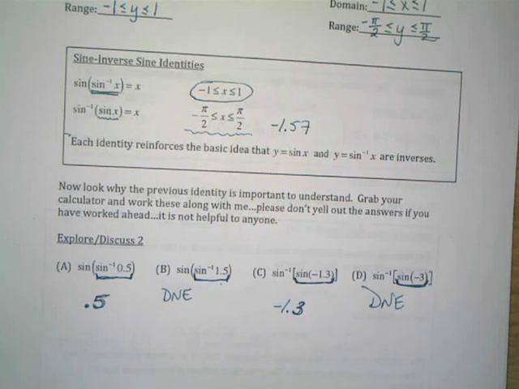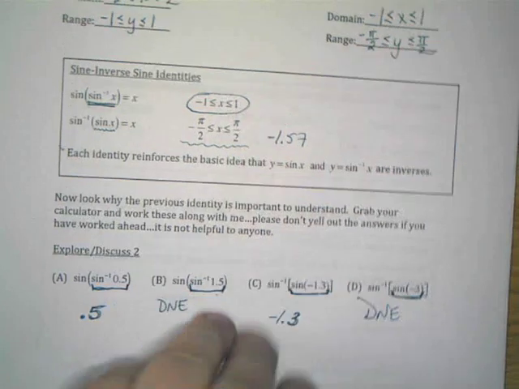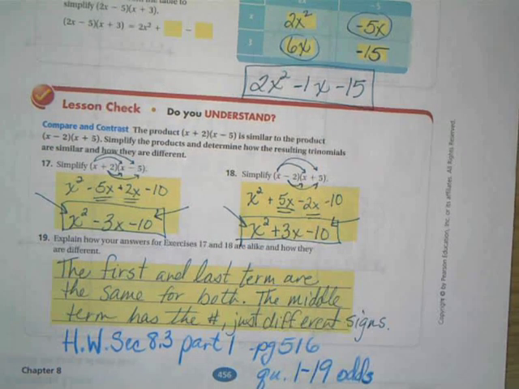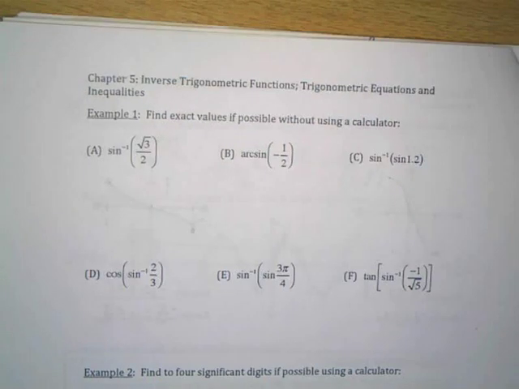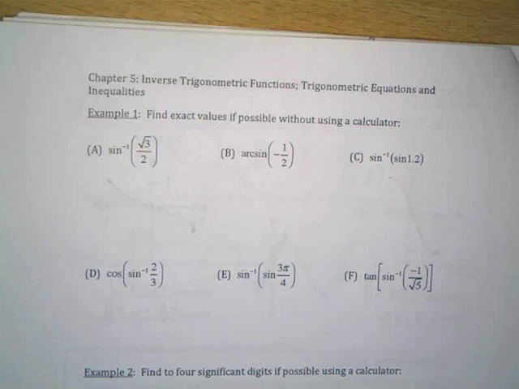All right, so let's practice. We've only done example 1. Things go quicker from here on out, I think. So here we go. It says, find the exact values, if possible, without using a calculator.